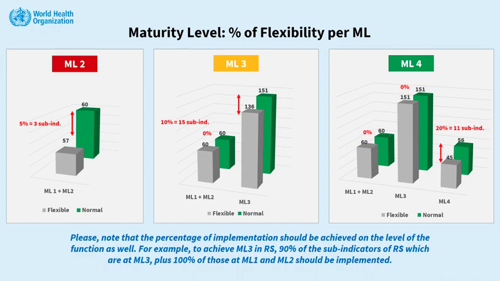Please note that the percentage of implementation should be achieved on the level of the function as well. For example, to achieve ML3 in RS, 90% of the sub-indicators of RS which are at ML3 plus 100% of those at ML1 and ML2 should be implemented. In other words, for the flexible algorithm to be applied, sub-indicators scored ongoing or partially implemented cannot be all allocated in the same function. You have reached the end of the module.